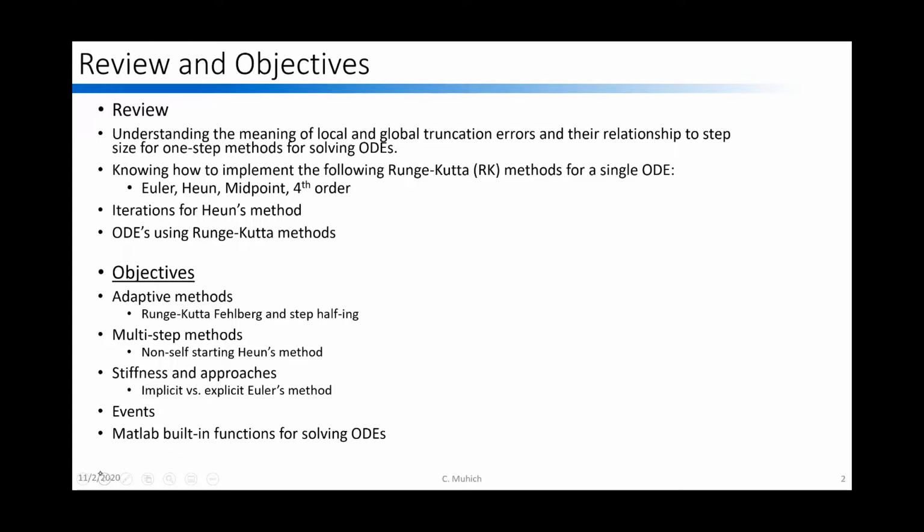We're now going to talk about how we can maximize the efficiency of these methods by taking an adaptive or multi-step approach to solving these problems, and then hopefully we can be more efficient as we solve these equations. Specifically, we're going to talk about adaptive methods, including the Runge-Kutta-Fehlberg and the step halving method. And then we'll talk about multi-step methods, such as the non-self-starting Heun's method. And then we'll talk about various stiffness approaches, particularly the implicit Euler's method.